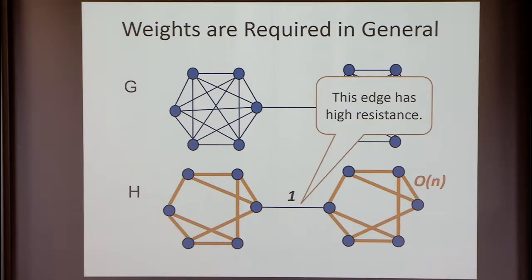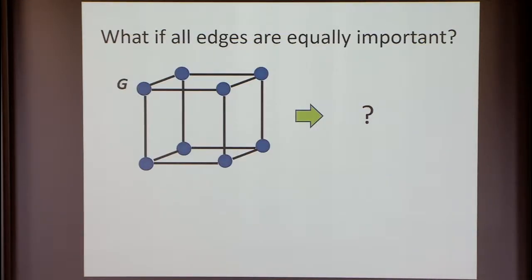But what if I give you, and then the reason essentially is that, now that you know about effective resistances, the edge in the middle is very high resistance. But what if I gave you the hypercube? All the edges are equally important in the hypercube. There's a lot of symmetry. There's no reason to expect that you need weights. And nonetheless, the theorems that I showed you still produce weights.